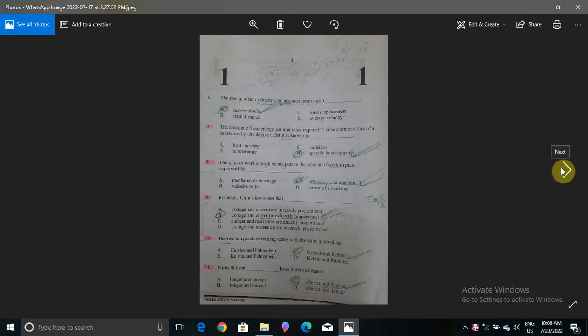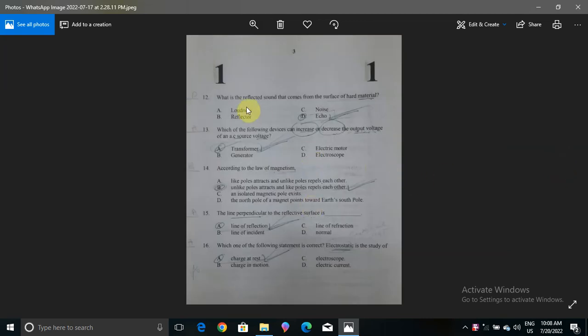Okay, now in question number 12, what is the reflected sound that comes from the surface of hard material?